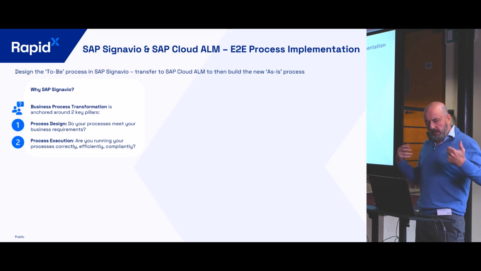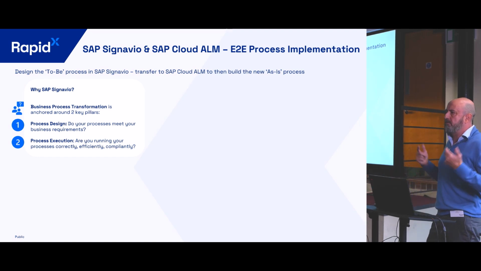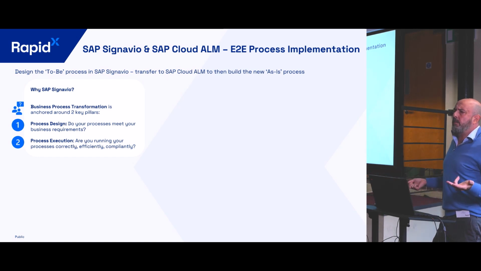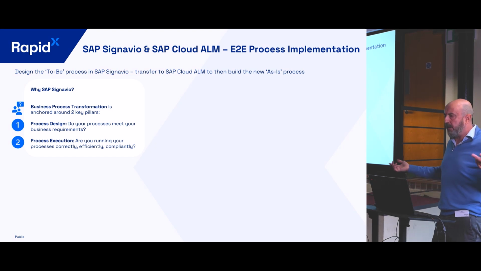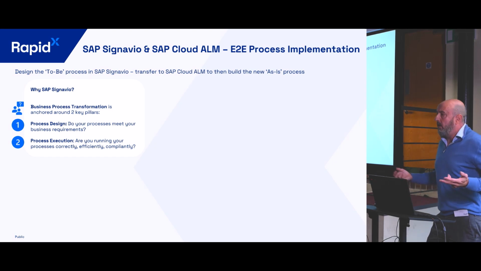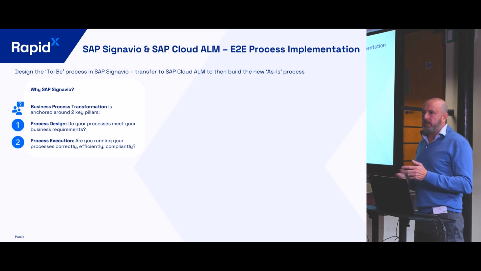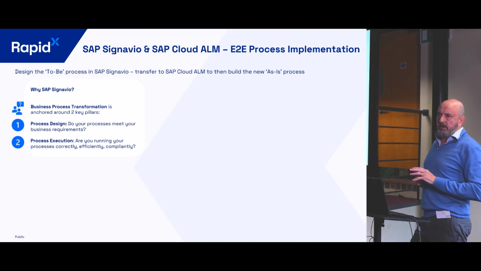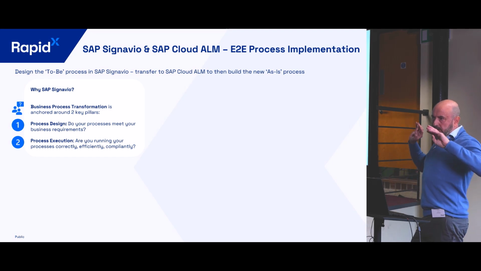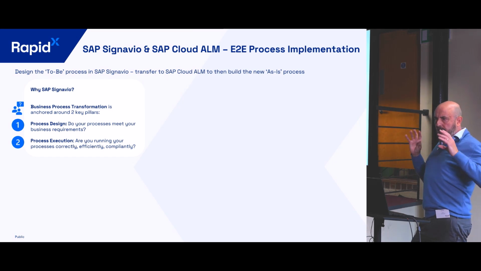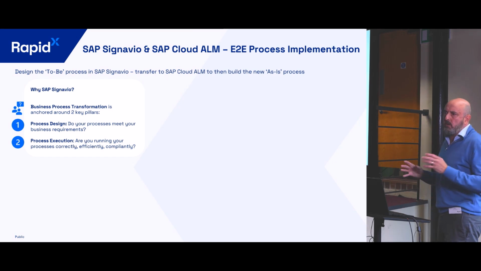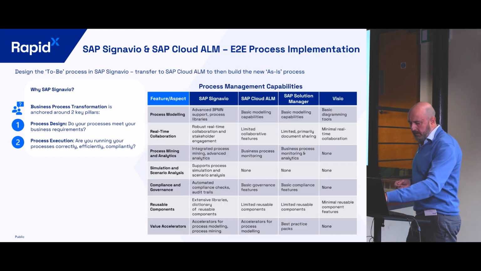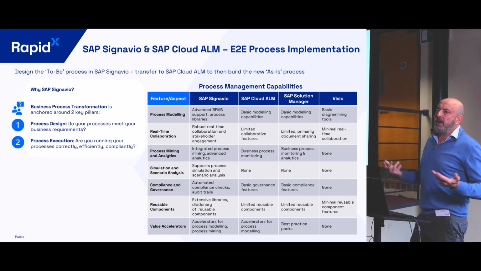So process design, we all know, do your processes meet your business requirements? Great. So you design some fantastic processes. But actually, how do you know if they're being executed correctly? How do you know if they're being executed efficiently or compliantly? You don't run into trouble because people are doing maverick things in your systems. So that's what SAP Signavio, in a nutshell, is about. And this is why it is an extremely important tool for any organization looking to transform and to transition to S/4HANA.